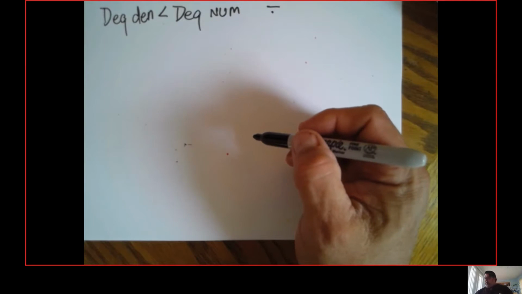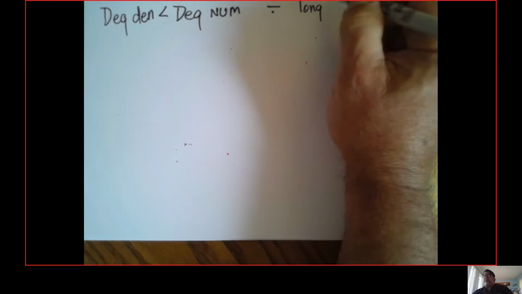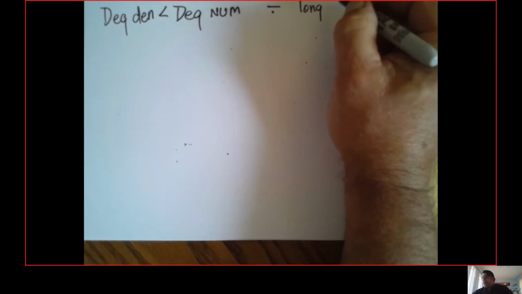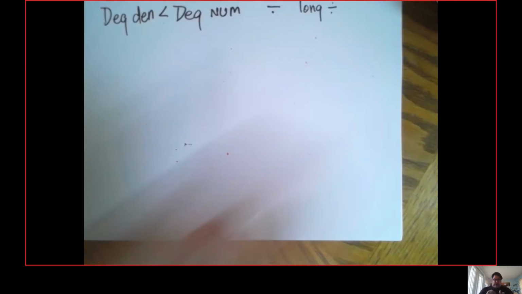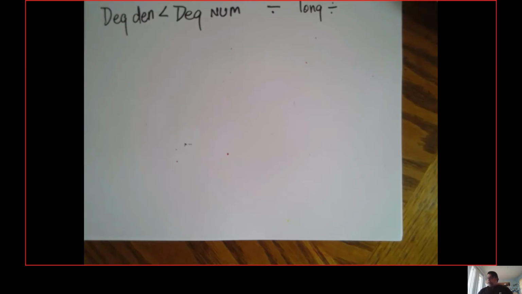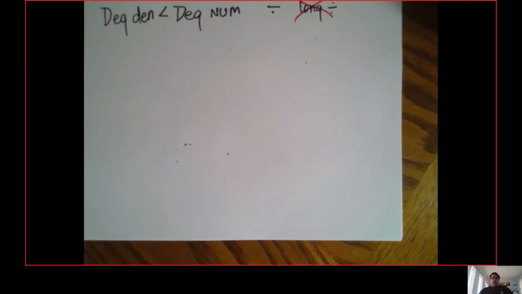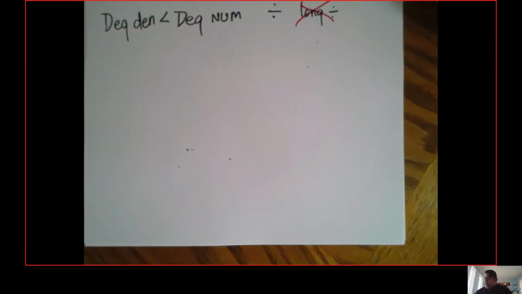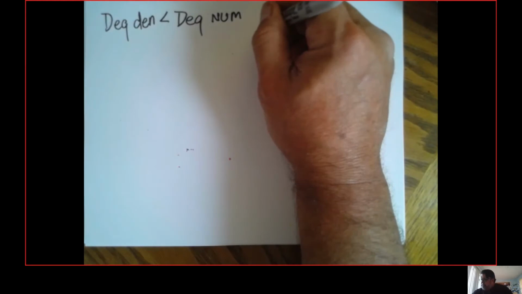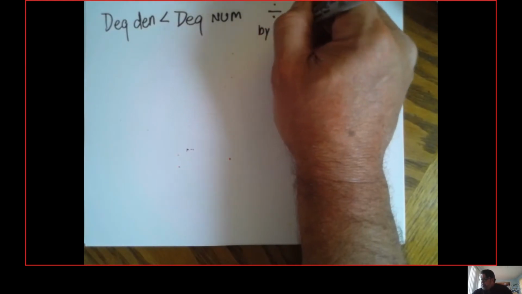Now, I don't mean long division like you did with your vertical asymptotes. I'm sorry, your horizontal asymptotes. Yeah, long division. So I'm going to put long division right here, and I'm going to put an X there. What division am I talking about? Division by largest degree.